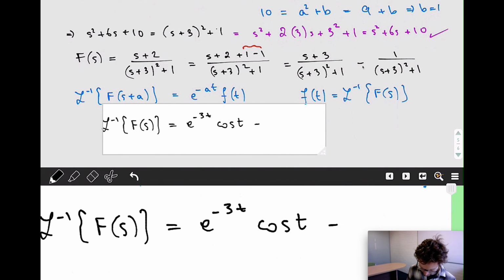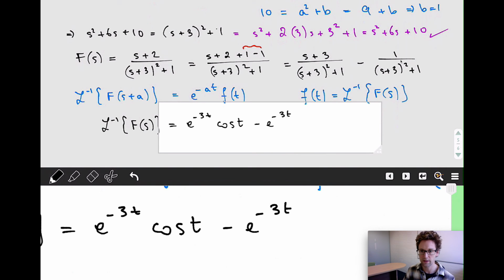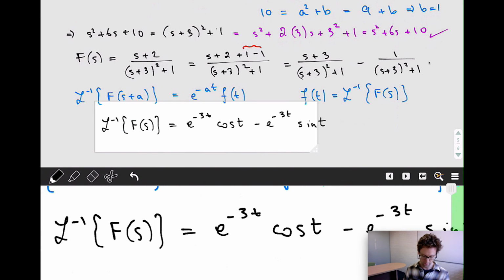Minus first shifting theorem, e to the minus 3t, times the inverse Laplace transform of the unshifted version of this, 1 over s squared plus 1. And that's the sine of t. So there's the inverse Laplace transform of F of s, where we've made use of completing the squares, the first shifting theorem, and the inverse Laplace transforms of s over s squared plus 1 and 1 over s squared plus 1.